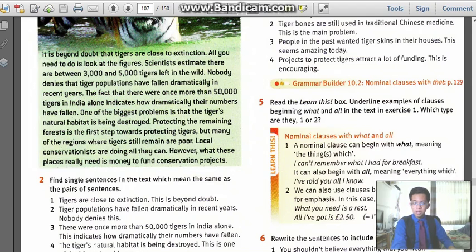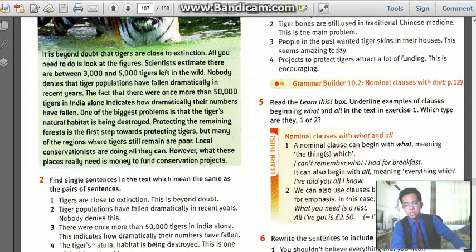Sentence number 3: there were once more than 50,000 tigers in India alone. This indicates how dramatically their numbers have fallen. Next we have the fact. Underline the part: the fact that there were once more than 50,000 tigers in India alone indicates how dramatically their numbers have fallen. So that is the sentence for number 3.